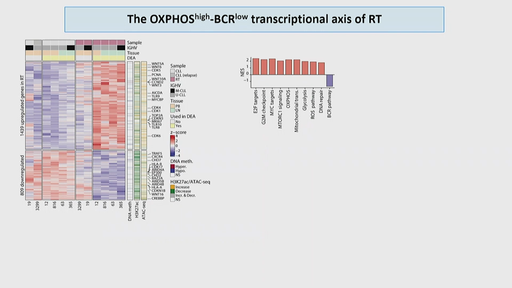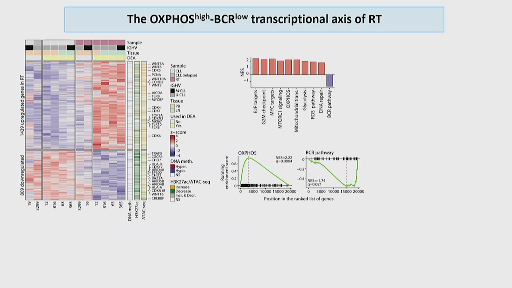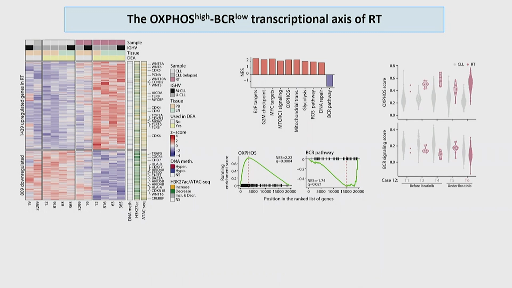And among them, I want to emphasize the high expression of genes related to the OXPHOS pathway, oxidative phosphorylation, and downregulation of the B-cell receptor pathway. And we confirmed that by gene set enrichment analysis.